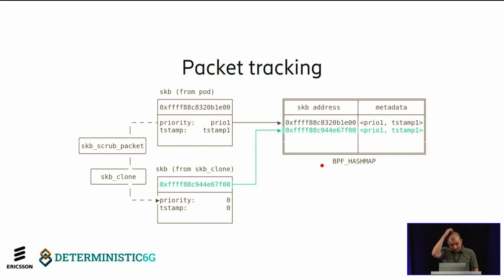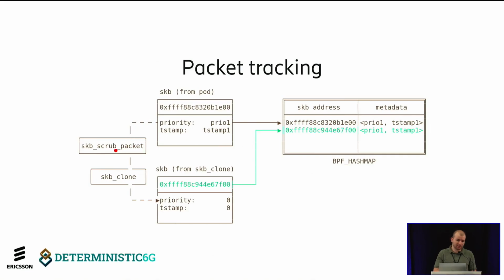So here's just a brief example of what packet tracking might look like. It's very simplified packet tracking. Here's the original SKB. It has prio 1 and tstamp 1. It has an address.